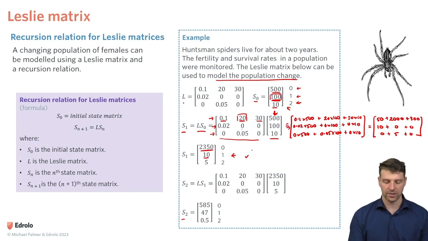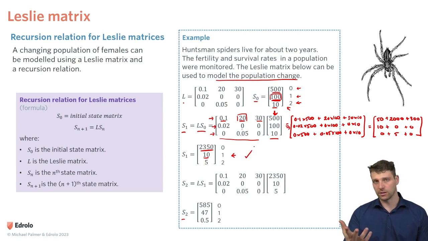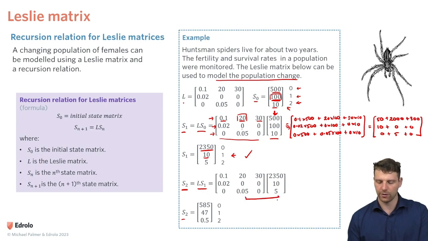Okay, so I've calculated S1. Looks good. You could just use the CAS if you want to do it fast. That's great. Okay, but I think I'm going to S2, so I have to do this again. So if I want S2, I do the Leslie matrix times S1. And so there's that computation there. And if you throw that in the CAS, you should get this answer. So we get 585 0-year-olds, 47 1-year-olds, and half a 2-year-old.